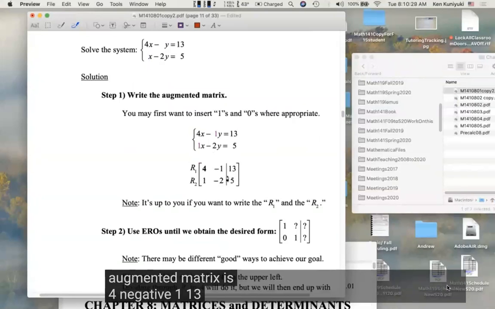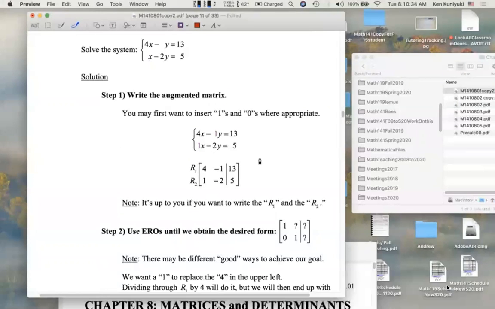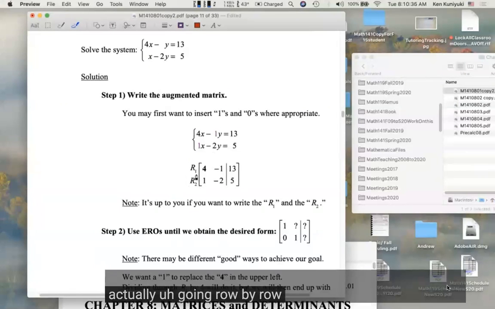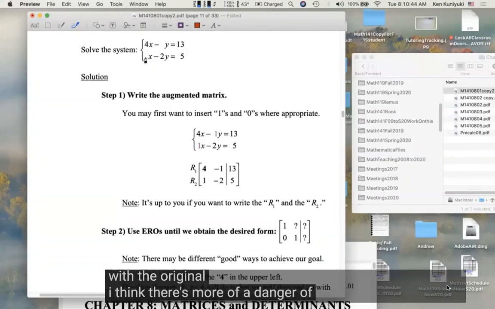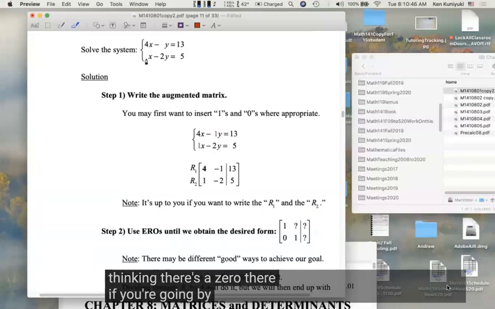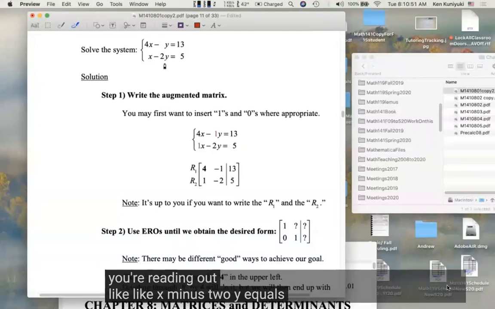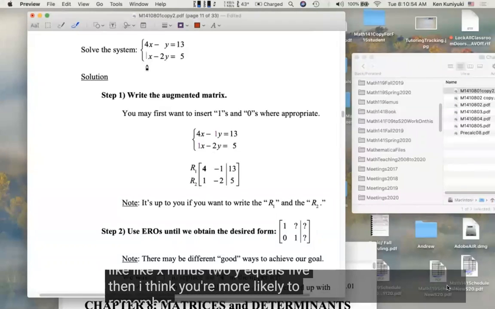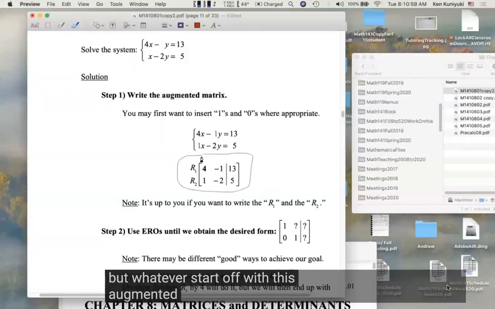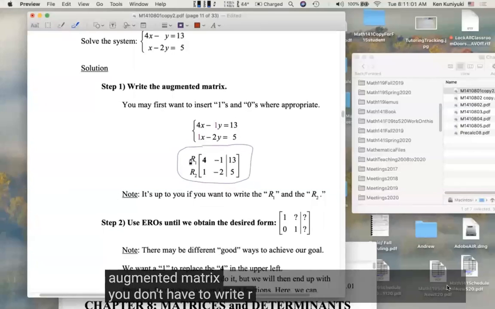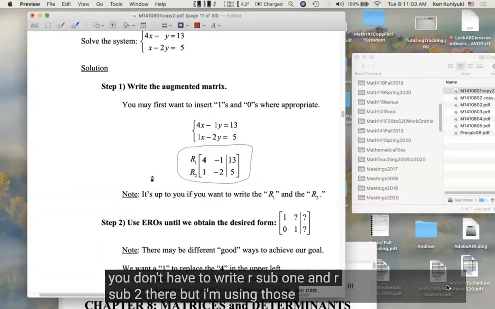4, -1, 13, 1, -2, 5. Actually, going row by row might be better as opposed to going column by column if you're working with the original, because with the original, I think there's more of a danger of thinking there's a 0 there if you're going by column. By row, if you're reading out like x minus 2y equals 5, then I think you're more likely to remember there's a 1. But whatever, start off with this augmented matrix. You don't have to write R sub 1 and R sub 2 there, but I'm using those as guides.